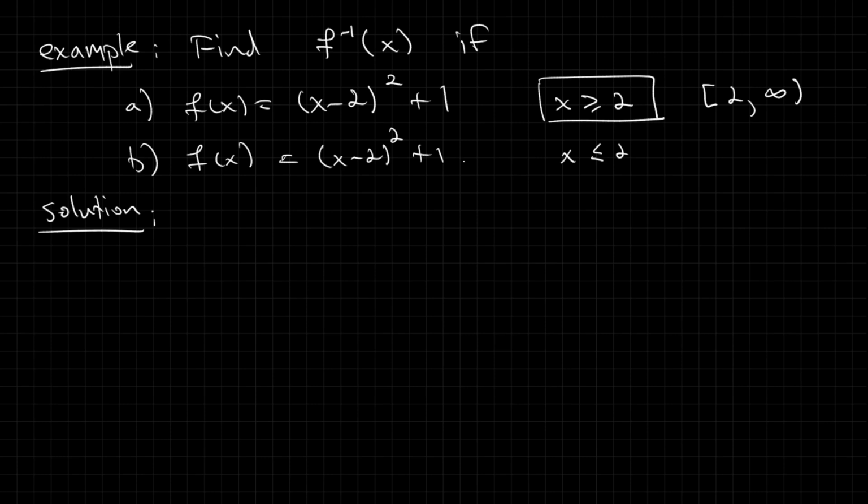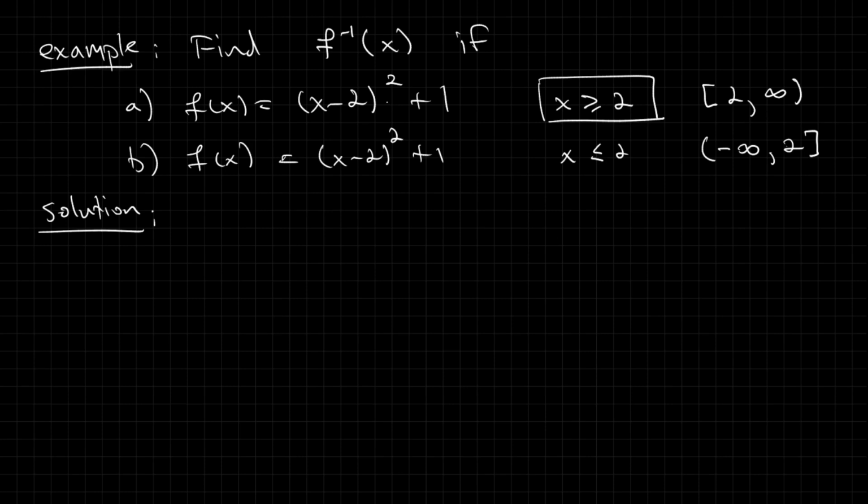And then in the second part of this example, I have the exact same function, but the domain is all x's less than or equal to 2, or the domain is (−∞, 2]. We'll see that the solution to both of these examples, A and B, are quite similar. Before I solve this, I'd like to elaborate a little bit about why the domain restrictions are what they are.